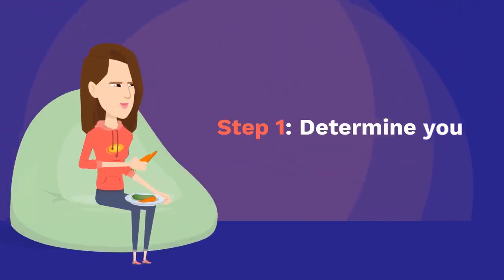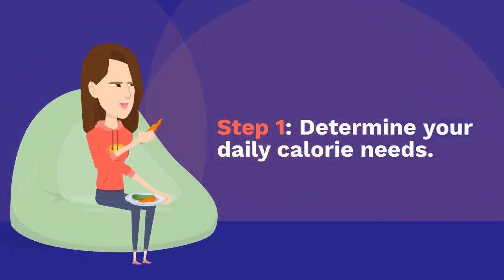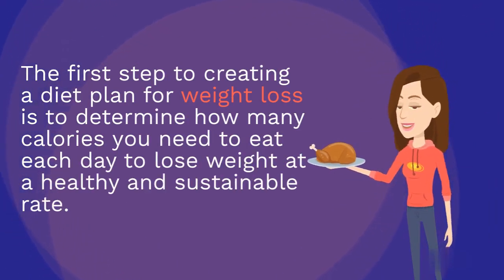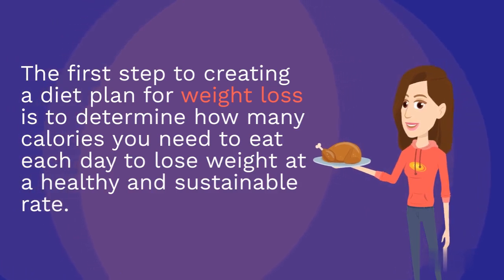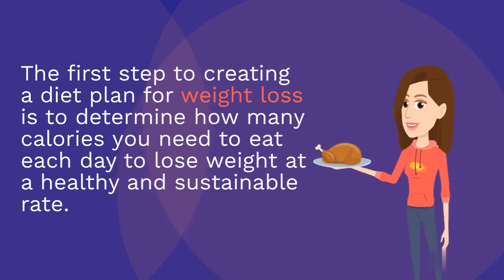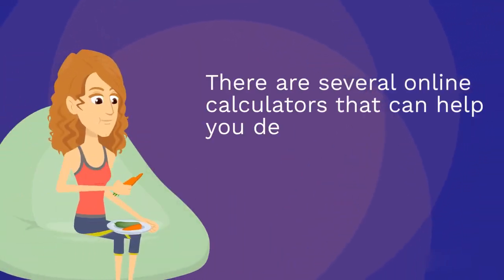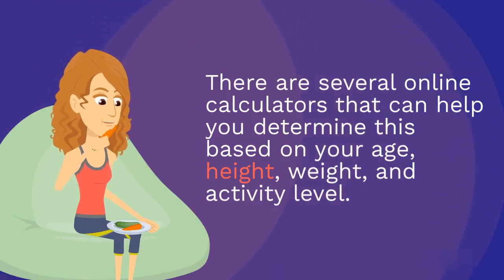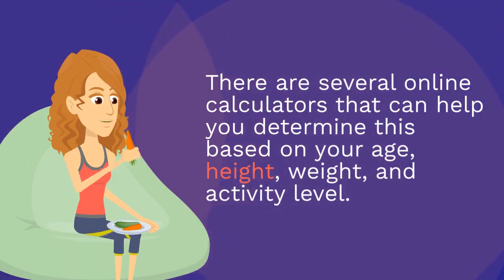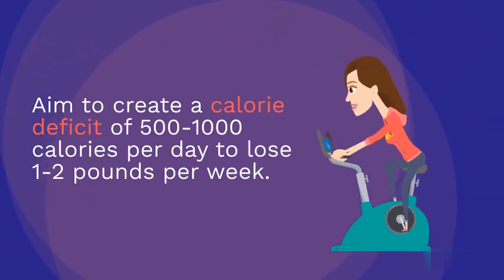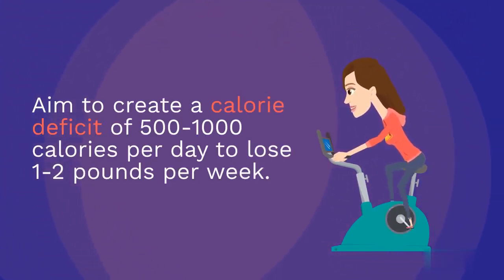Step 1. Determine your daily calorie needs. The first step to creating a diet plan for weight loss is to determine how many calories you need to eat each day to lose weight at a healthy and sustainable rate. There are several online calculators that can help you determine this based on your age, height, weight, and activity level. Aim to create a calorie deficit of 500-1000 calories per day to lose 1 to 2 pounds per week.